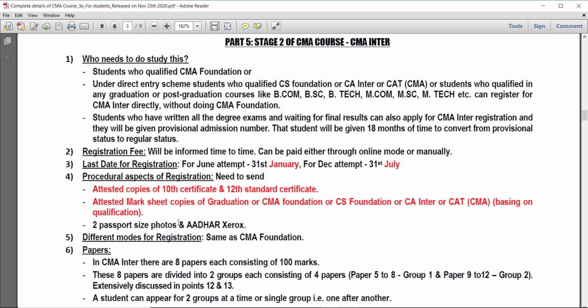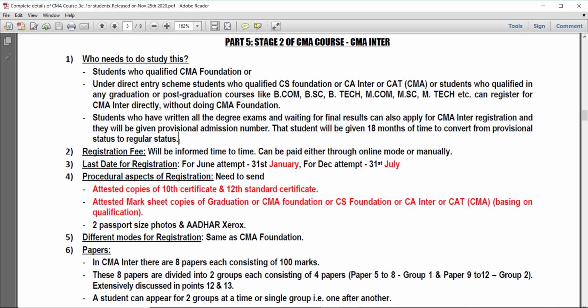Certain students will be eligible to get registered for the CMA Inter course on provisional basis, and such students will be given 18 months of time to convert from provisional status to regular status. So who are such candidates eligible for registering to the CMA Inter course on provisional basis? Students who are in the last 6 months of their course. Like, if you are a degree student and you are in the last 6 months of your BCom course, then you can register for CMA Inter. As you haven't qualified your graduation course, you are said to be unqualified, right?